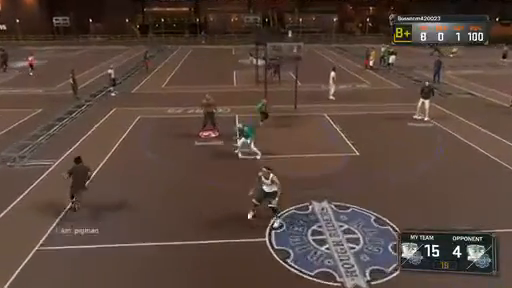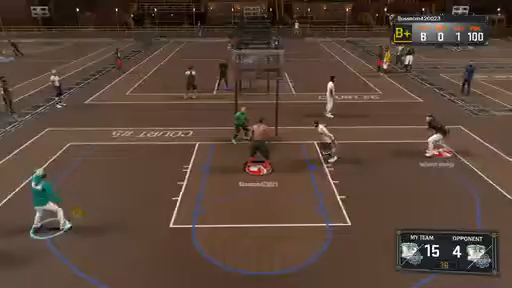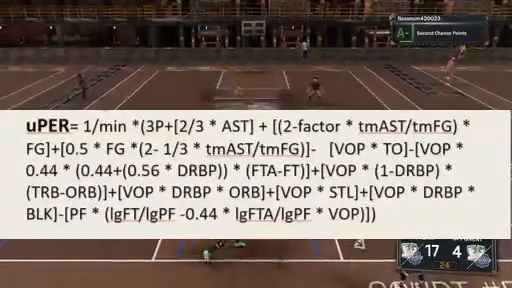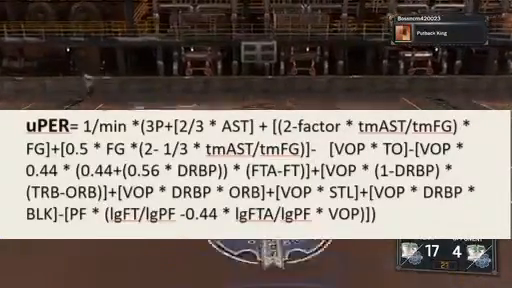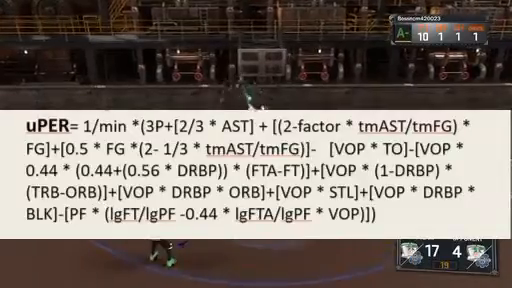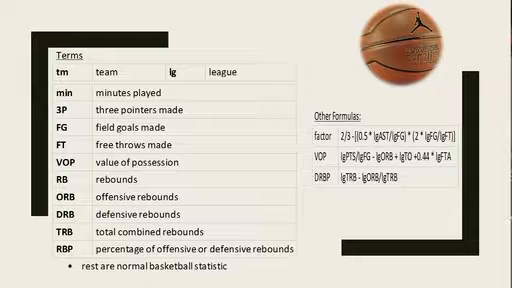Here's a look at the formula that is used to create the PER rating. I know the formula looks very confusing, but here are a few terms that will help you understand some of what is in the formula. Like, for example, if you see TM, it stands for team. If you see LG, it stands for league, and so on and so forth.